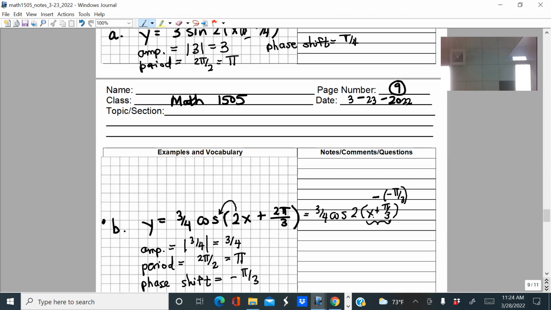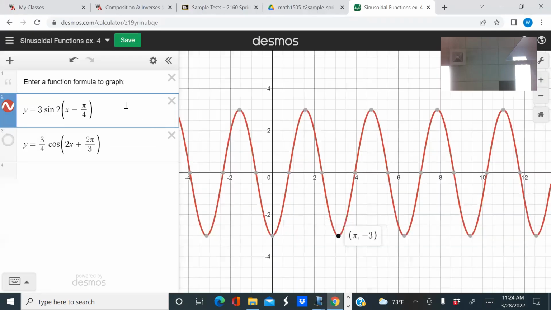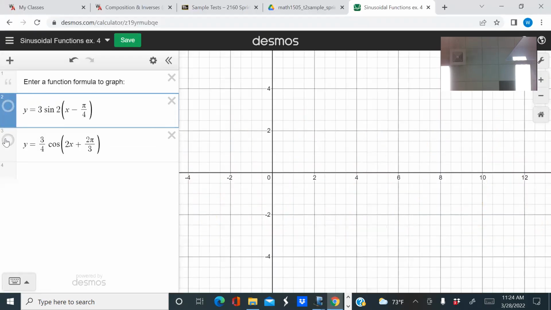Let's check and see if that's correct. How much is pi over 3 anyway? That's about 1, isn't it? Approximately, a little bit more than 1. Let's graph this and see what it looks like. Is that what we were expecting? I don't know. Let's see. So what's the amplitude here? Supposed to be what? 3/4, right? Well, there's 1. So it should come up to a little bit less than 1. Yeah, that looks right. Up to 3/4 and down to minus 3/4, correct?